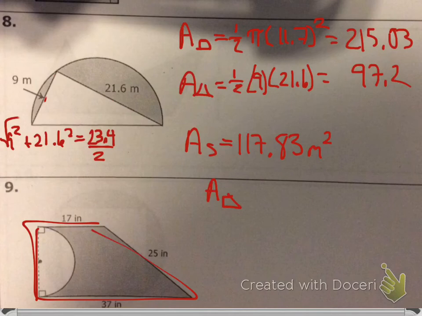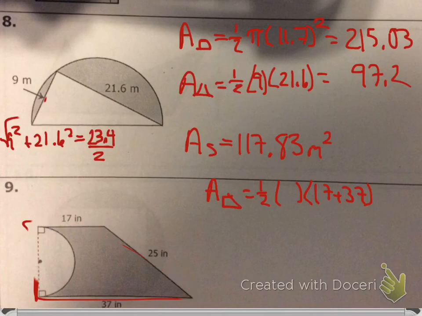This right here is a trapezoid, which would be 1/2. Oh, I need the height of that trapezoid. So 1/2 the height times the bases, 17 plus 37, added together. Do you think there could be a reason why they gave you that 25? There is! Okay, so look. And this is where, again, you got to develop strategies. You got to look for other shapes.